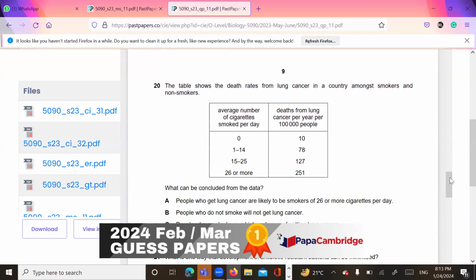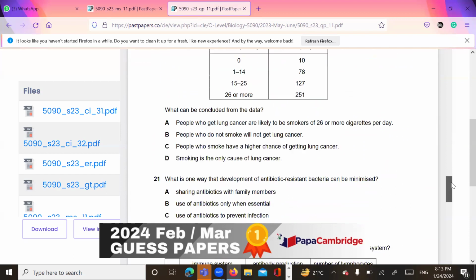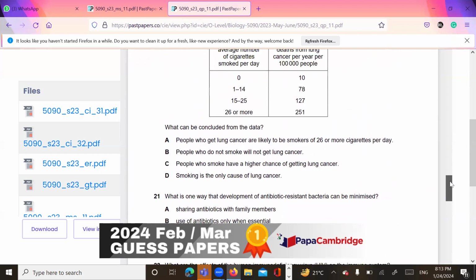The table shows the death rates from lung cancer in a country among smokers and non-smokers. Okay, people who get lung cancer are likely to be smokers of 26 or more cigarettes per day. People who do not smoke will not get lung cancer. No, that's not how cancer works. People who smoke have a higher chance of it. I would say it's C, because people who get lung cancer are likely to be smokers of 26 or more cigarettes per day.